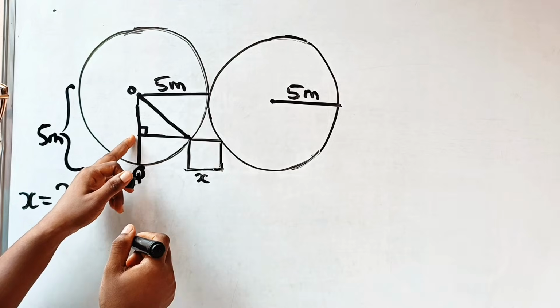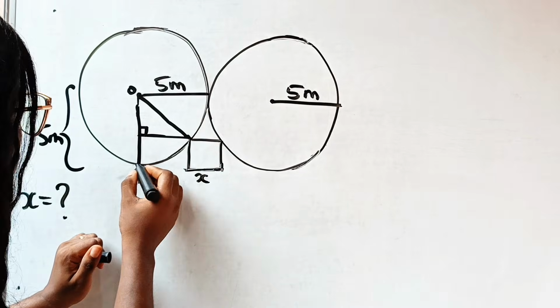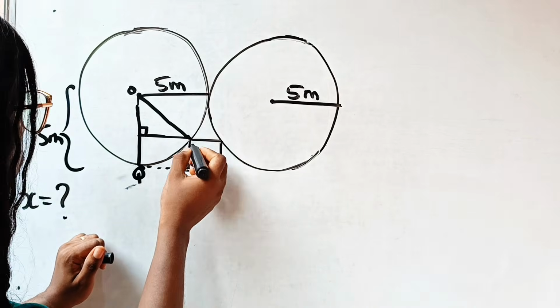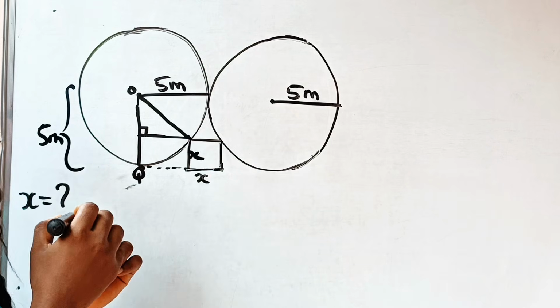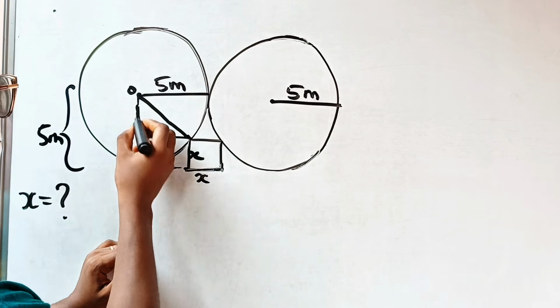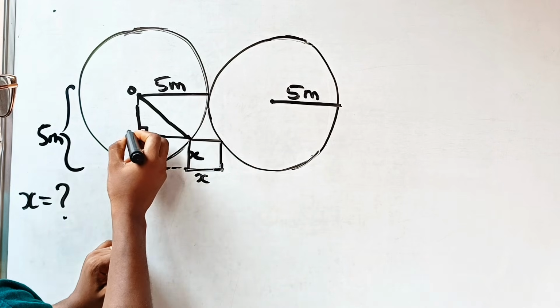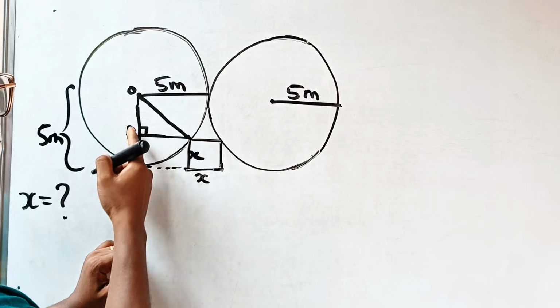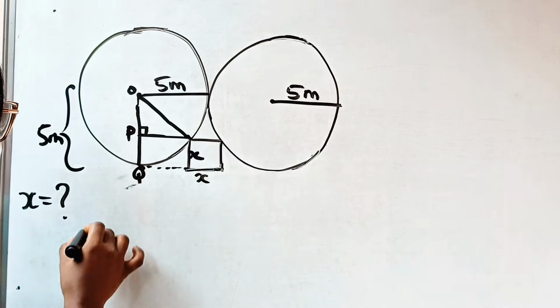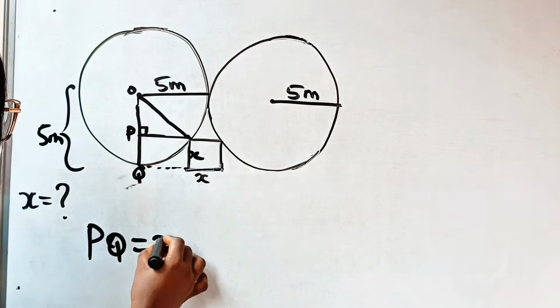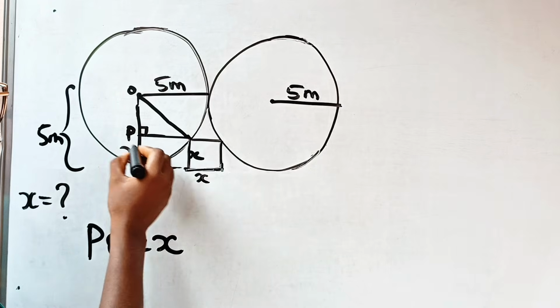Now let's call from here to here. Notice that from here to here is equal to x because this place is also x. So from here to here, let's call this place P. So from P to Q is also equal to x. So we have x here.